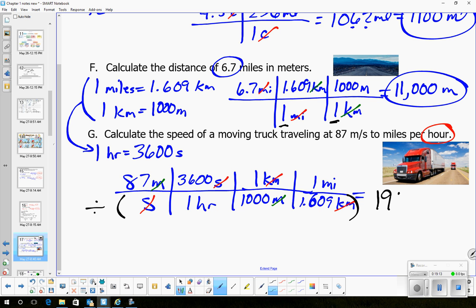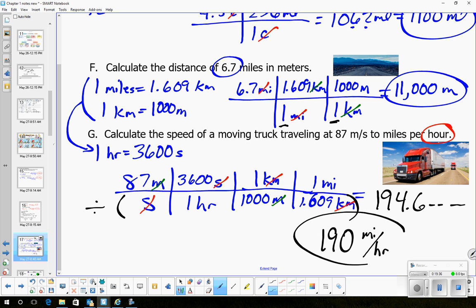194.6, blah, blah, blah. Would be 190. 190, and what are my units? Miles per hour. So, he's going pretty fast. I would say he's speeding. Okay? Put a jetpack on the back of him.